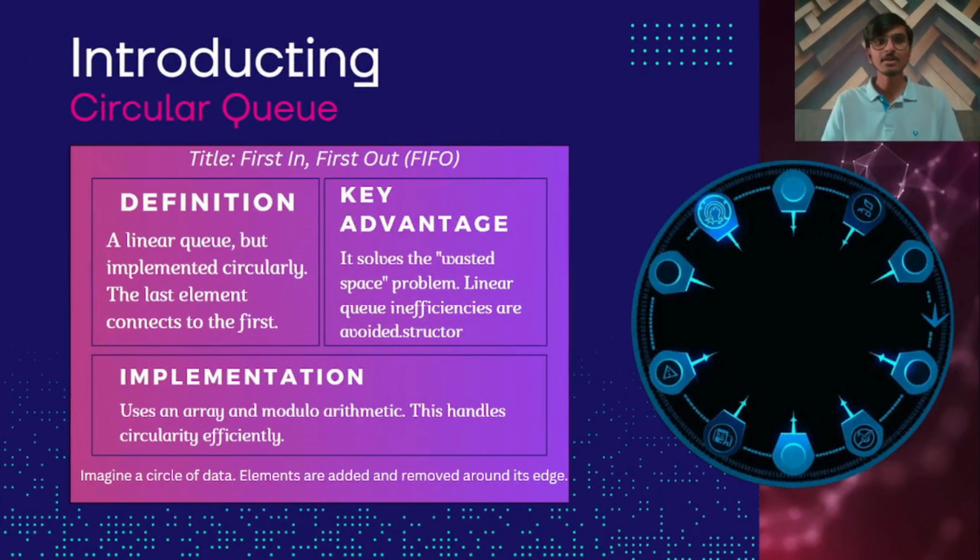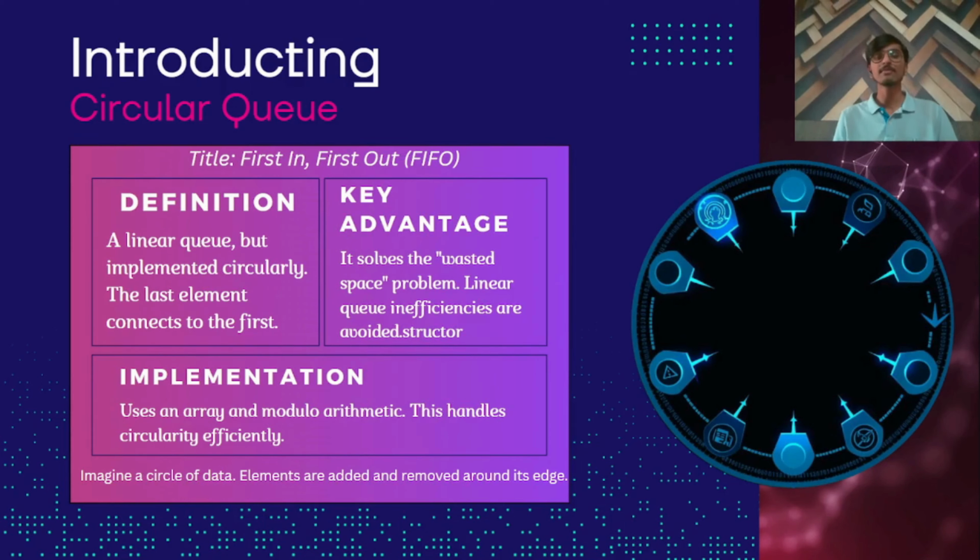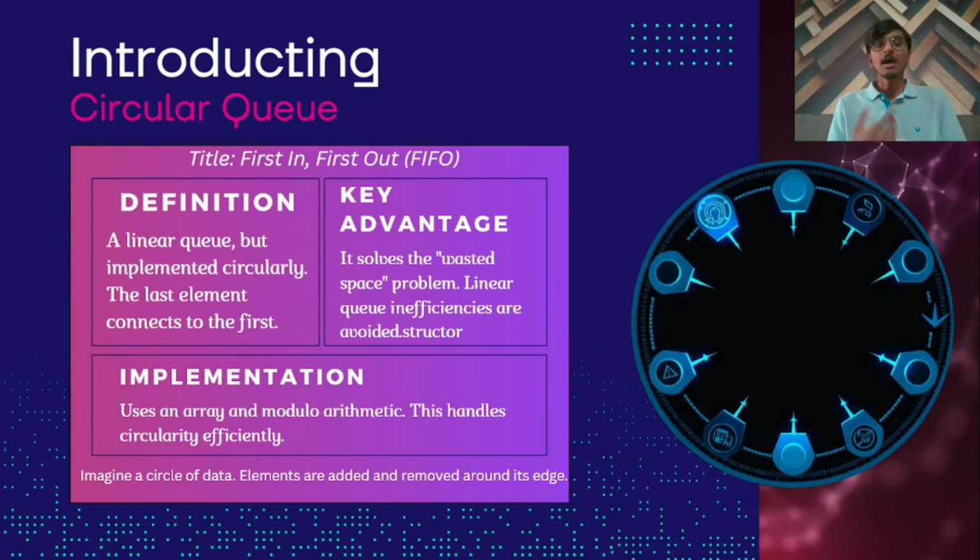This limitation of the linear queue brings us to the circular queue, a solution designed to tackle the wasted space problem. A circular queue is essentially a linear queue, but it's implemented in a circular fashion. This means the last element in the queue is connected back to the first element, forming a continuous loop. Its main benefit is that it directly solves the wasted space problem found in the linear queue, thereby avoiding those inefficiencies.